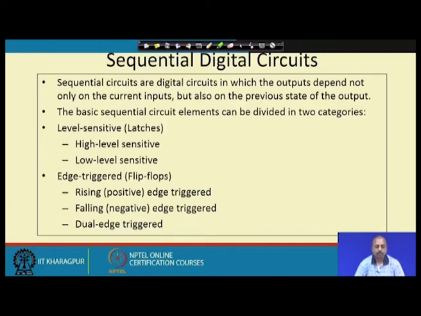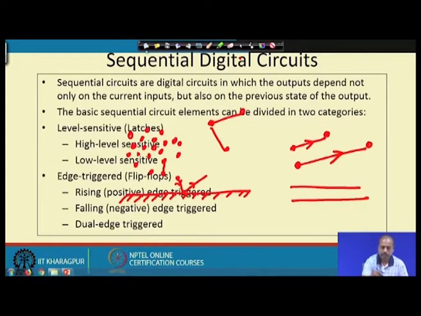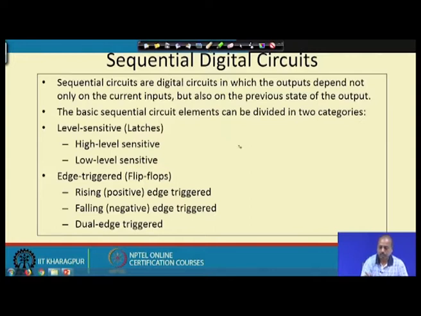These basic sequential circuits can be divided into two categories. One category is known as level sensitive, another category is known as edge triggered. When we are looking at the operation of the circuit, when are we expecting the circuit to change its state? It may be that we want it during some interval of time, or we may want it at some precise instant of time. If I draw a signal, in sequential circuits that is commonly known as the clock signal.